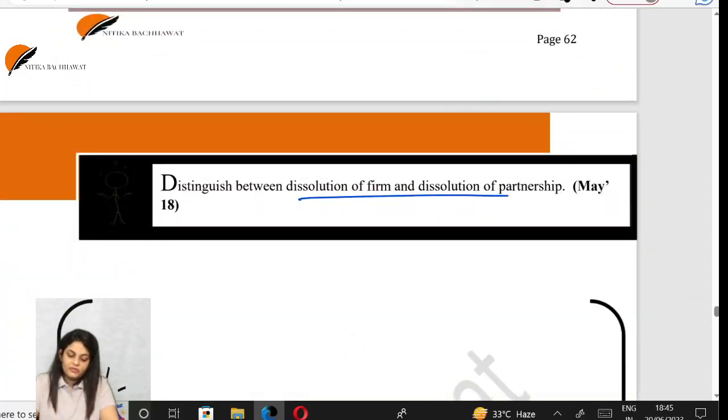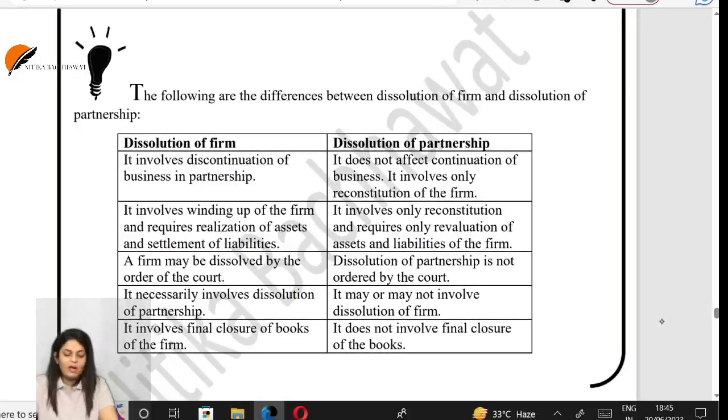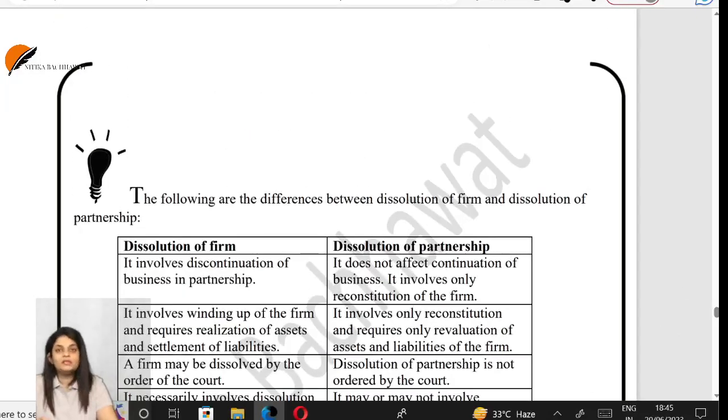What is the difference between dissolution of firm and dissolution of partnership? Dissolution of firm means the whole firm comes to an end. Dissolution of partnership means the business continues. The firm does not come to an end. In dissolution of partnership, only the relation of the partners is changing, whereas dissolution of firm involves the whole winding up of the firm. Dissolution of firm is definitely dissolution of partnership, but dissolution of partnership is not dissolution of firm.